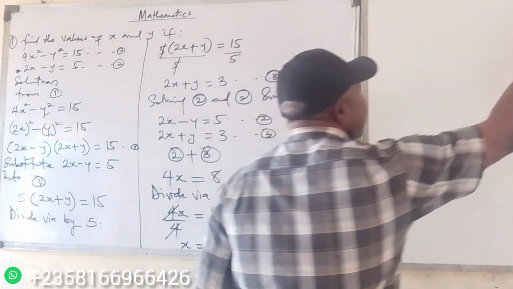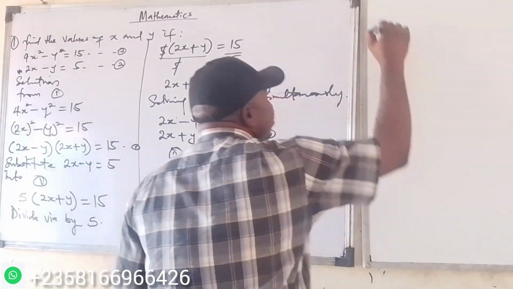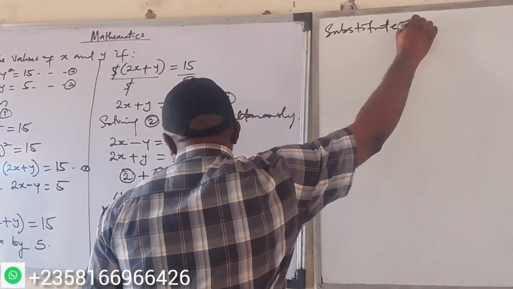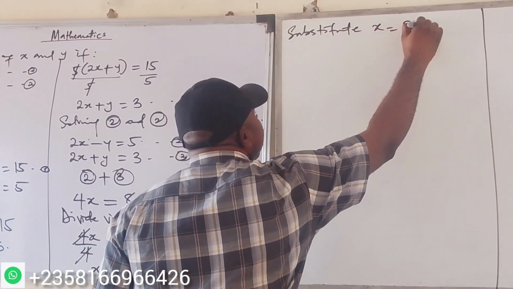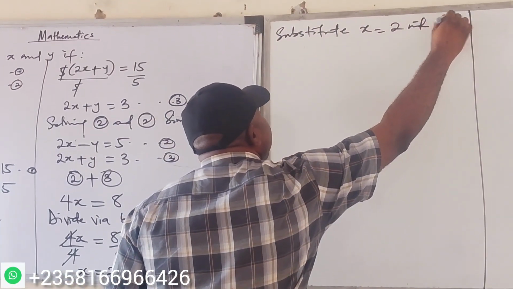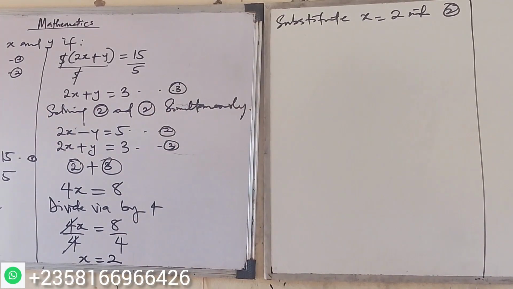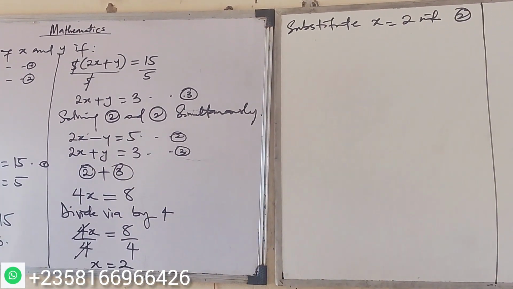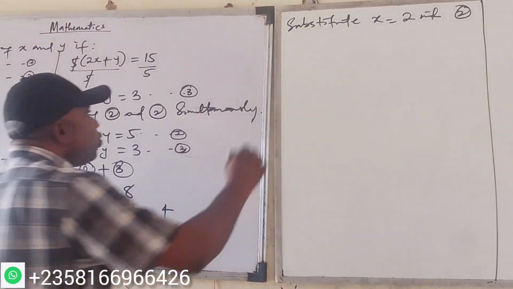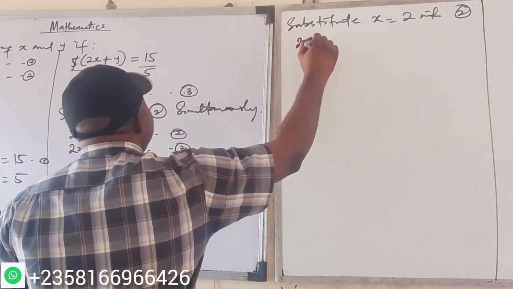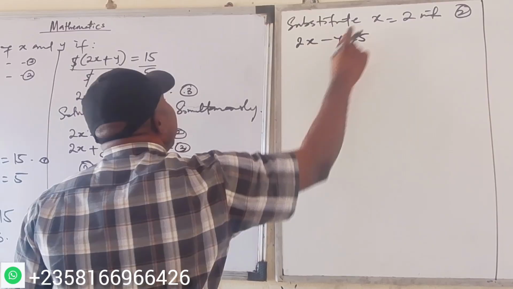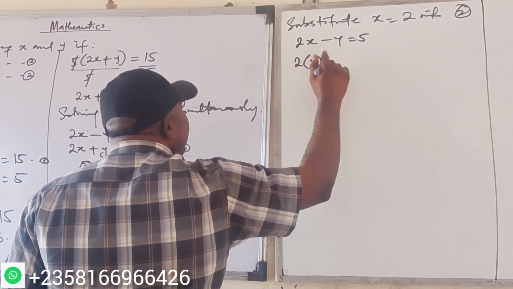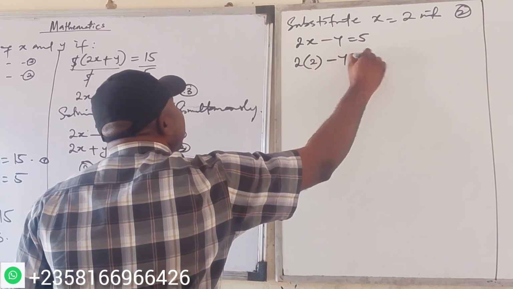So let's get the value of y. Yes, so substitute x is equal to 2 into any of the equations. Now let's put it into equation 2. So therefore it implies that anywhere we see x in equation 2, now we are putting 2 there. So equation 2, we have 2x minus y is equal to 5. So this will give us 2 in bracket 2 because the value of x is 2. So here we have minus y is equal to 5.